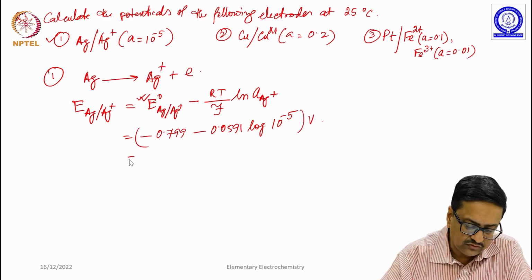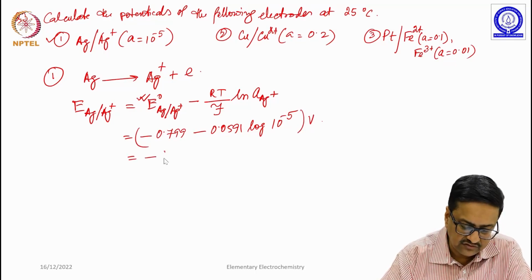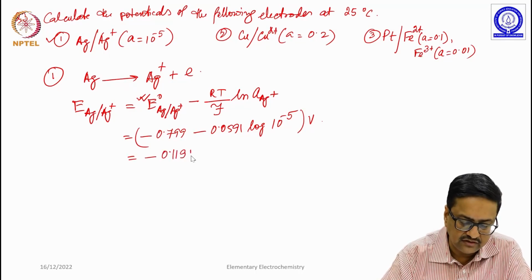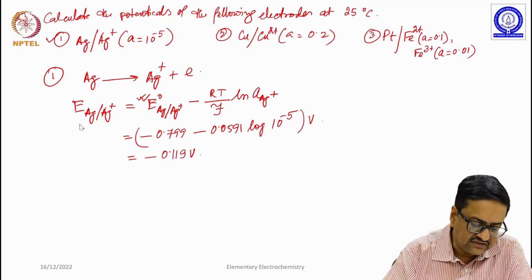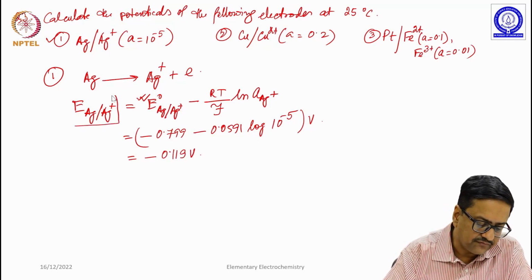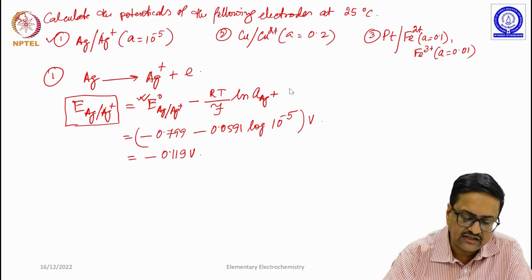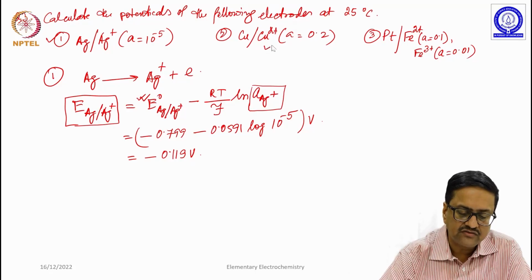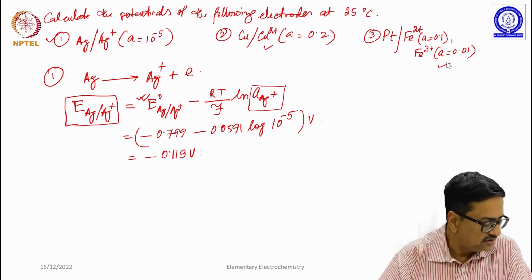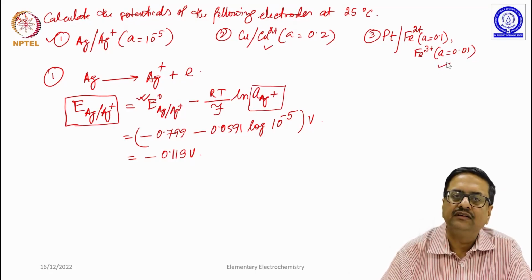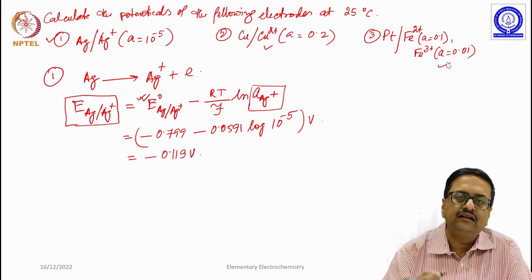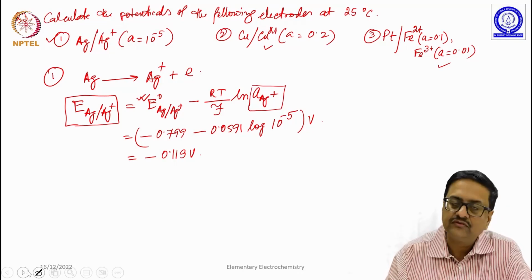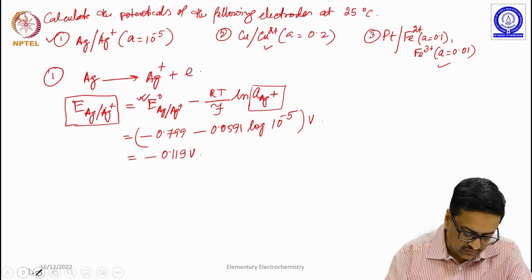So, once you do this, you should get it as 0.119 volt. This is the EMF of the half electrode with a given value of activity of silver. Similarly, you should try to do this and that using the standard values available in any standard electrochemistry textbook which are prescribed for this course.